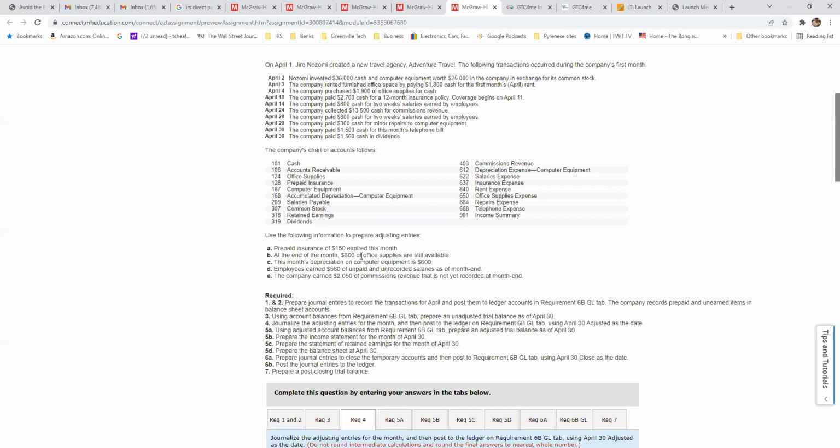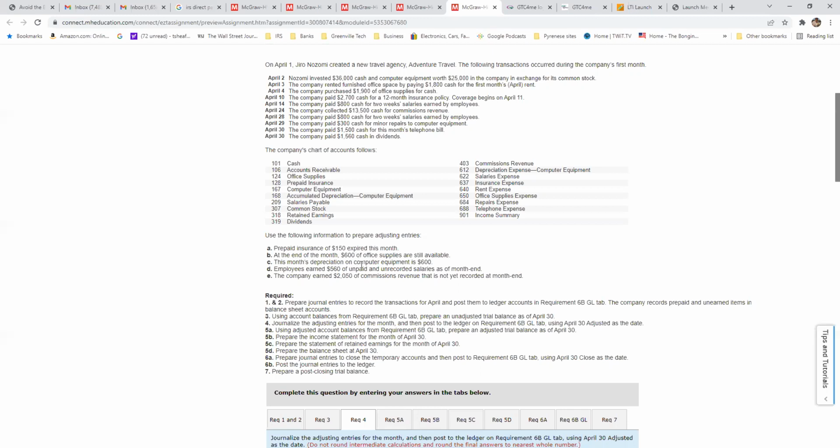You need to know how to calculate your adjusting entry for supplies. $600 of office supplies being available tells you that's your ending inventory. So if you take your beginning balance and add your purchases on the T account, this is what your ending balance should be for supplies, and your adjusting entry is the difference.